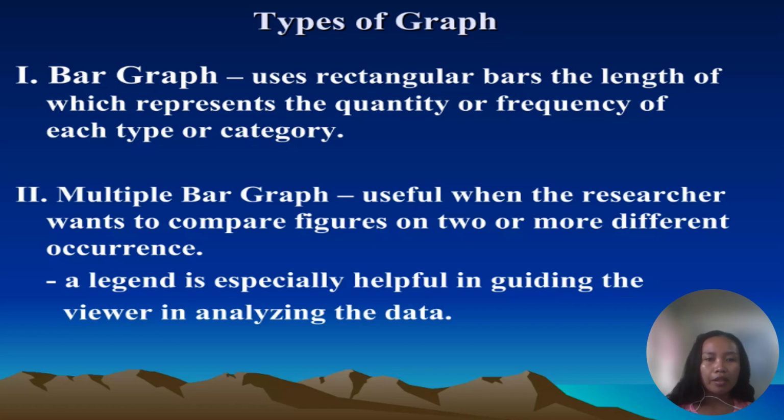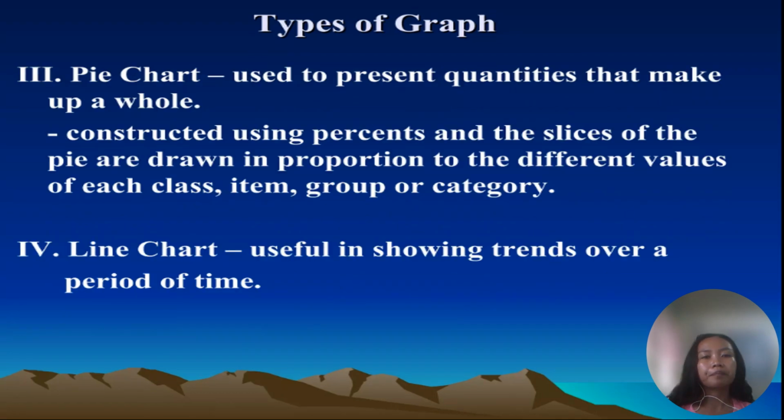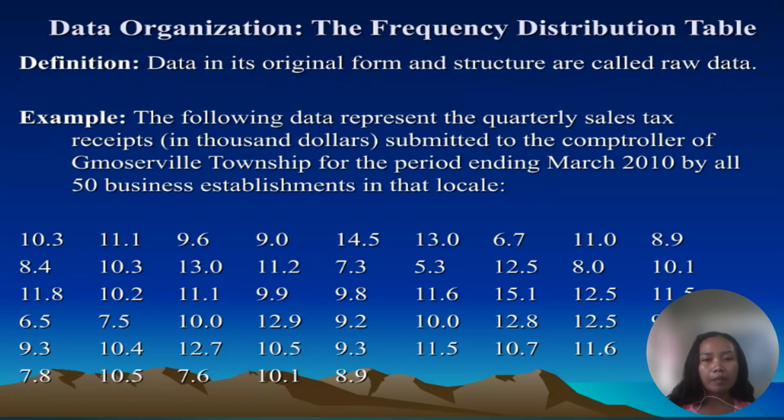Next is the multiple bar graph, used when the researcher wants to compare figures on two or more different occurrences. A legend is especially helpful in guiding the viewer in analyzing data. Next is the pie chart, used to present quantities that make up a whole. It is constructed using percents, and the slices of the pie are drawn in proportion to the different values of each class, item, group, or category. Next is the line chart, useful in showing trends over a period of time.